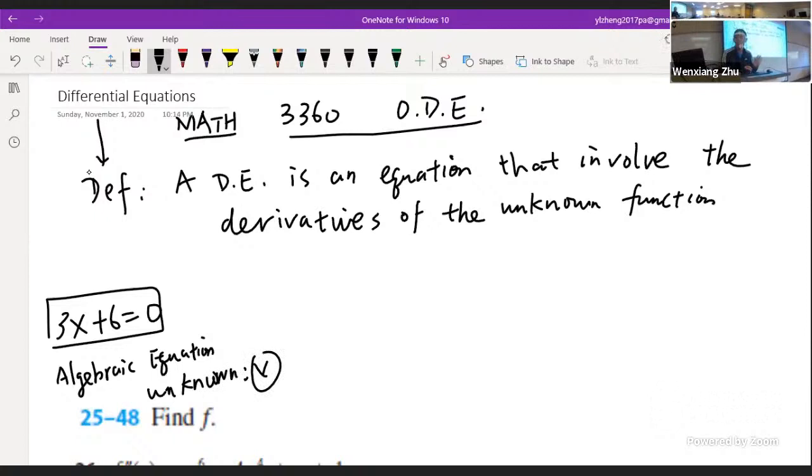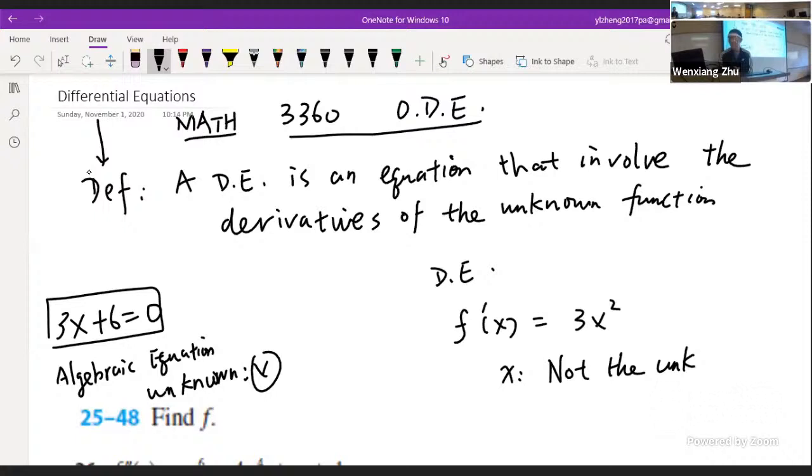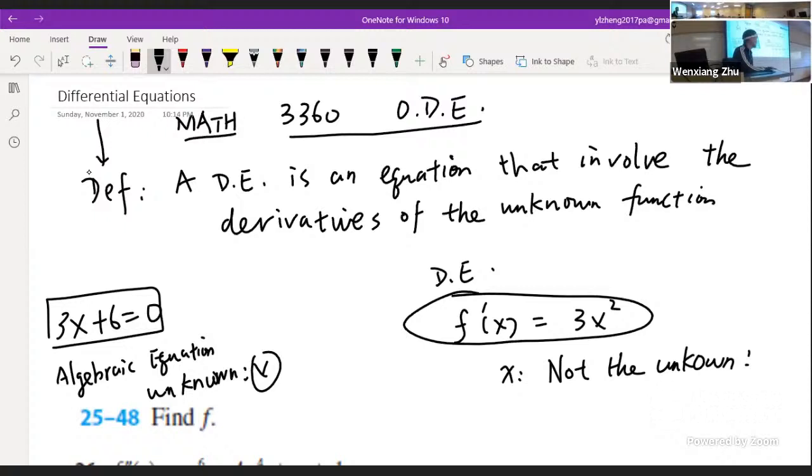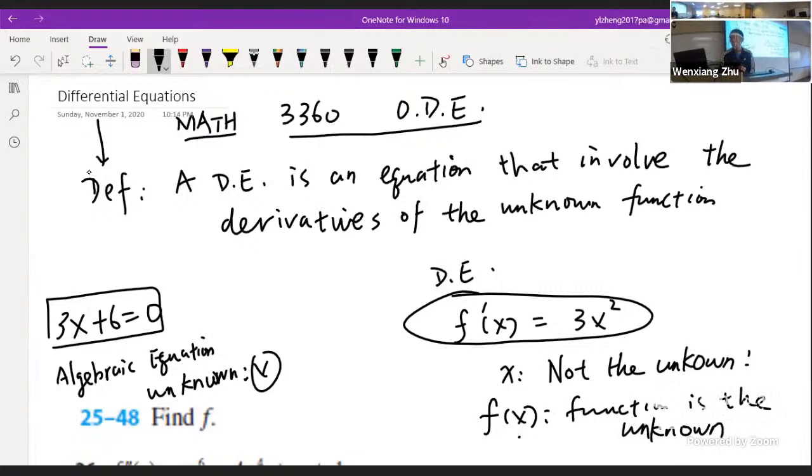Now, a differential equation looks like this: find a function f whose derivative is equal to 3x squared. So in this case, x, remember, is not the unknown. If you want to say that in words, people will say, tell me a function whose derivative is equal to 3x squared. So the unknown here is the function f. That's what you want to find out. When you look at this equation, you don't know what that f is. You haven't solved that equation. And you also see it involves the first order derivative of f.